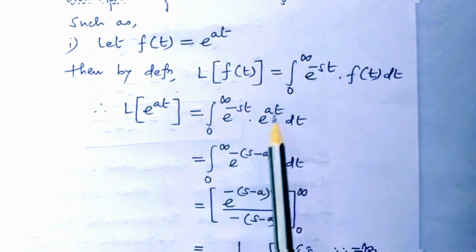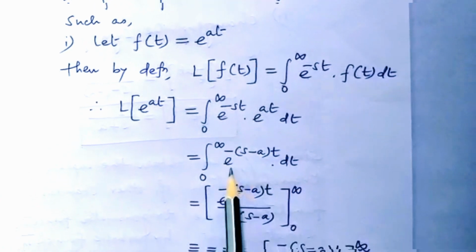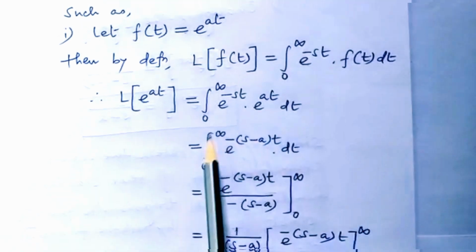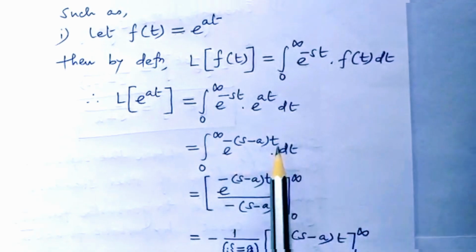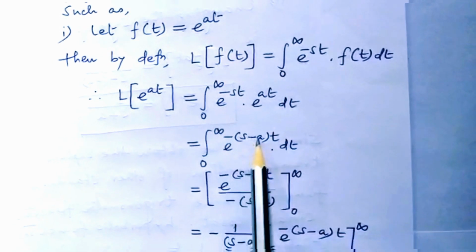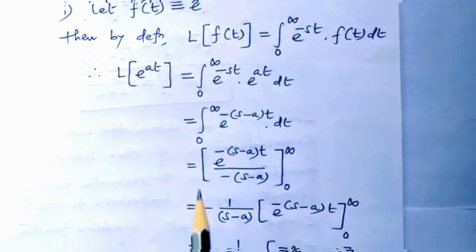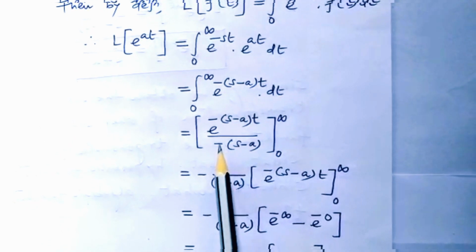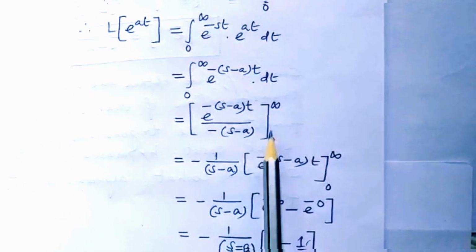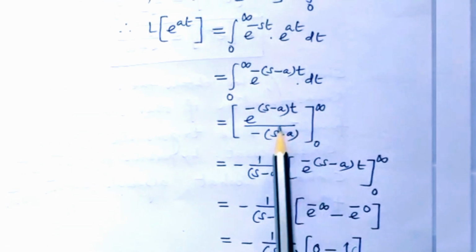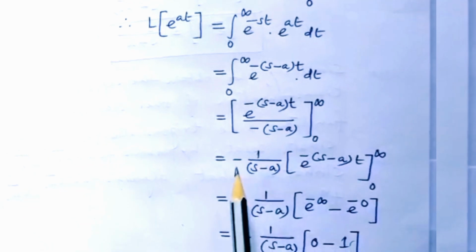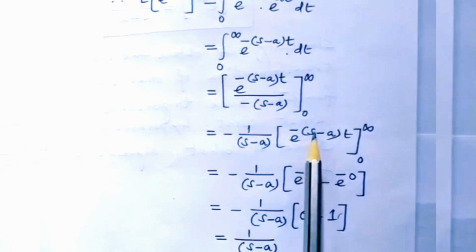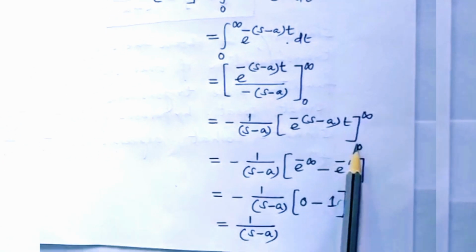And from algebra, we know that it can be expressed as the integral of e to the power of minus (s minus a) times t dt. Now we are integrating an exponential function with respect to t, and the coefficient is s minus a along with a negative sign. So here we get e to the power of minus (s minus a) t divided by minus (s minus a) between 0 to infinity. So we can take this denominator factor outside. So that is minus 1 divided by s minus a, and what is remaining? e to the power of minus (s minus a) times t between 0 to infinity.